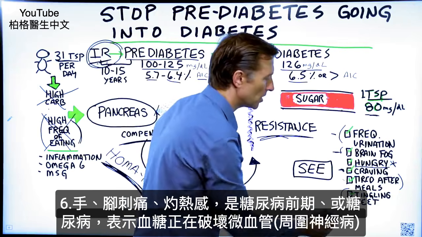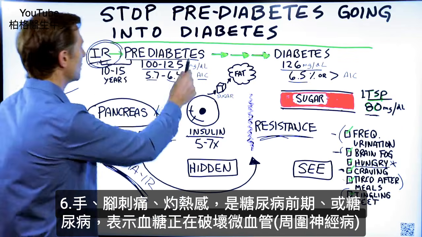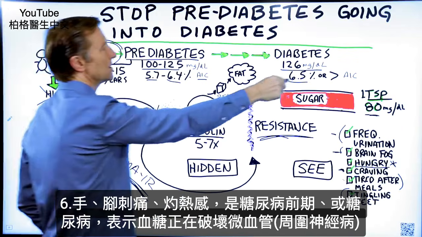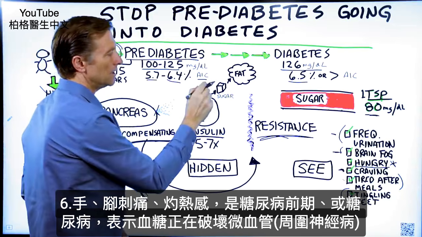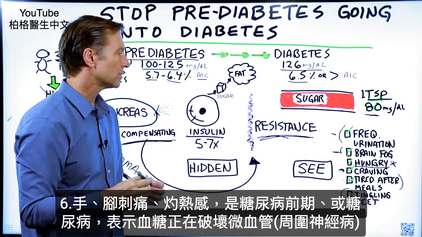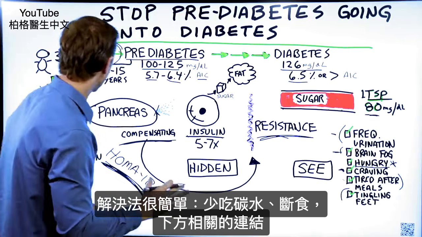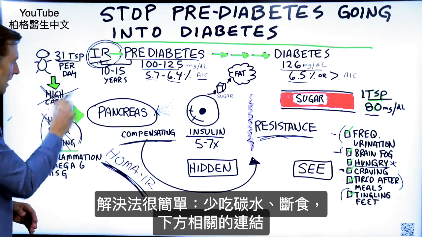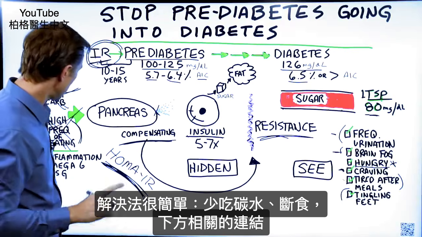Tingling in the feet or burning in the feet or any type of sensation in the hands or the feet is right in this area right here. It could be this area too. That means that your blood sugars are destroying the vascular system, the capillaries to the nerves in your feet. That's called peripheral neuropathy. Very, very simple to fix. All you do is you get off the high carb diet, stop eating so frequent. I put some links down below of how to do this.